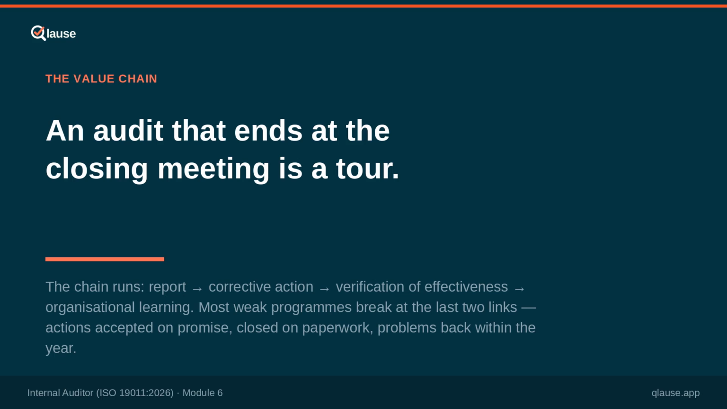Here is the frame for the whole module. An audit that ends at the closing meeting is a tour. The value chain runs further. Report, then corrective action, then verification of effectiveness, then organizational learning. And most weak programs break at the last 2 links. Actions accepted on promise, findings closed on paperwork, and the same problems back within the year. This module is about not breaking there.